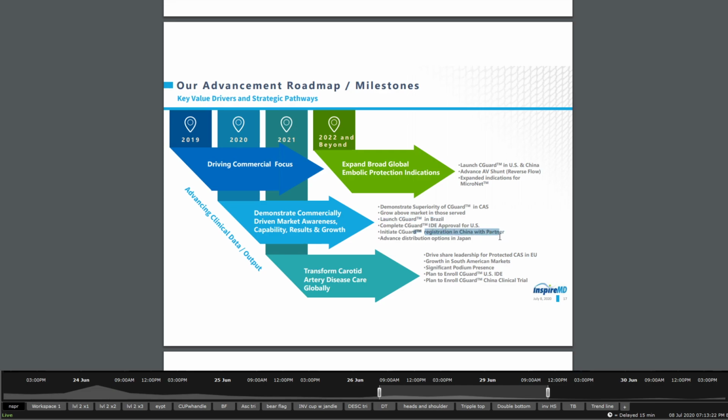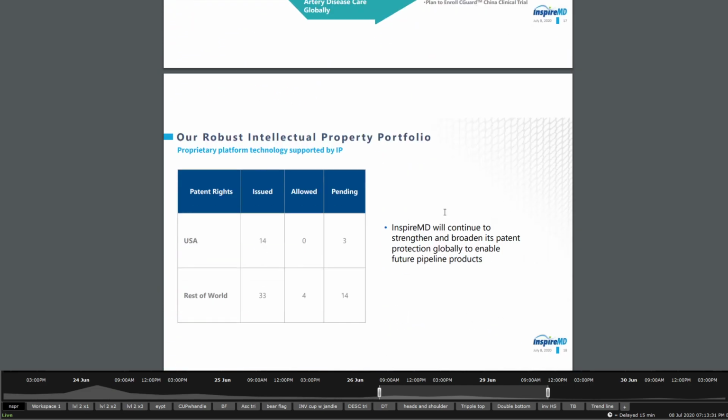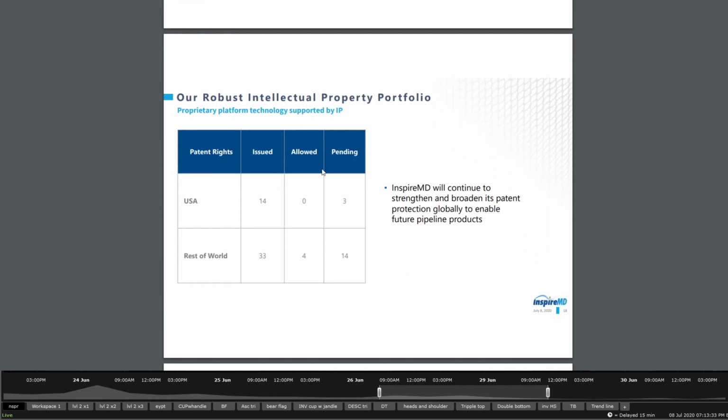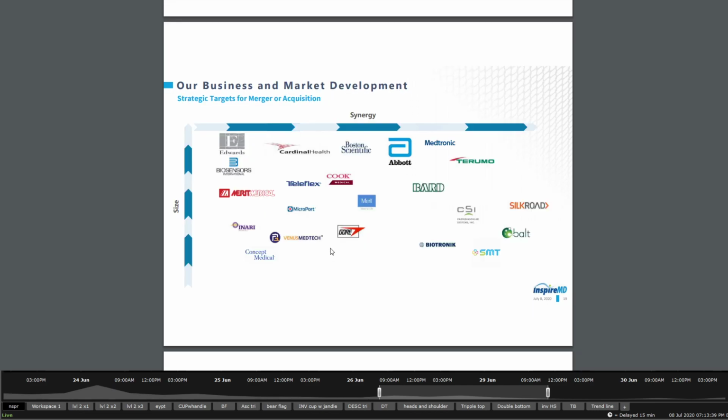Initiate CGuard registration in China with partners, so another PR there, and we know advanced distribution options in Japan. And we know any of these coming in, the market would love these as a good PR. Now, in terms of patents pending, they have 3 pending in the US and 14 in the rest of the world, and they are holding quite a bit for the time being.